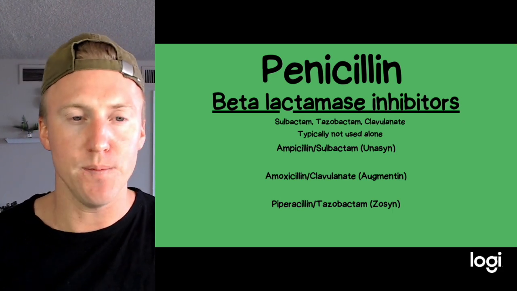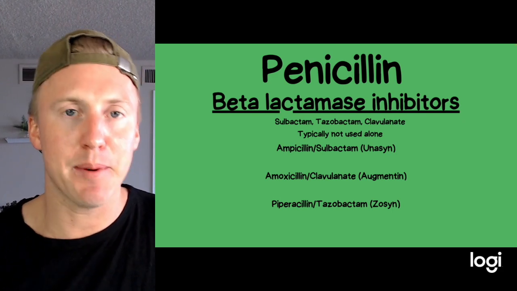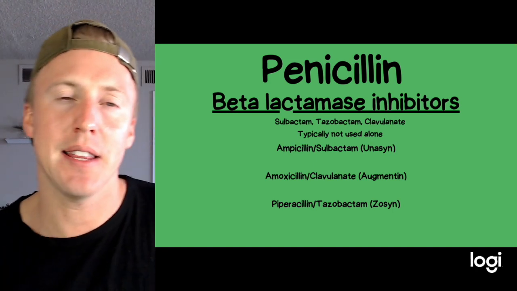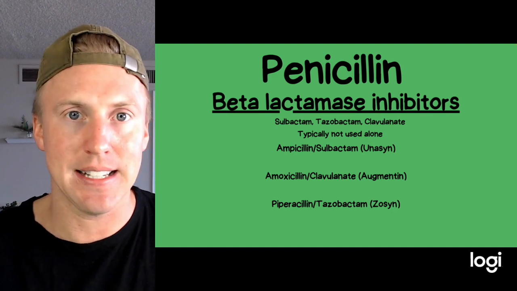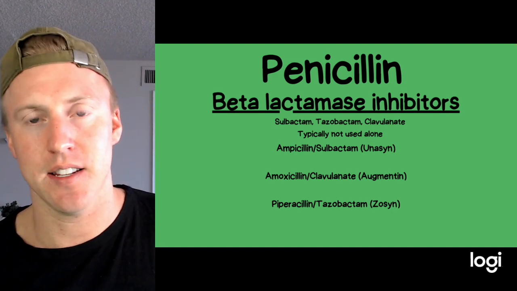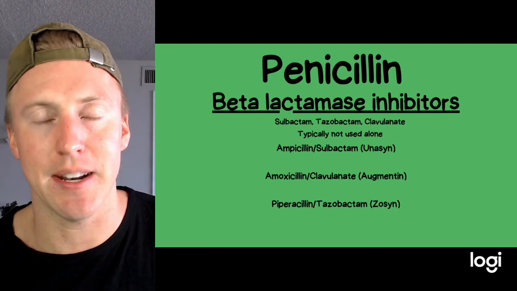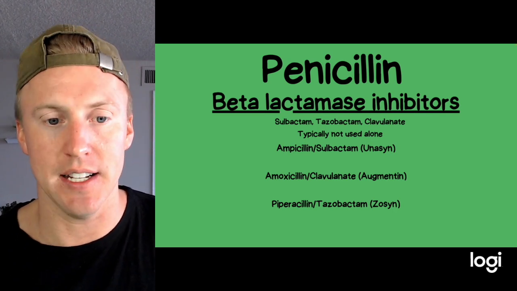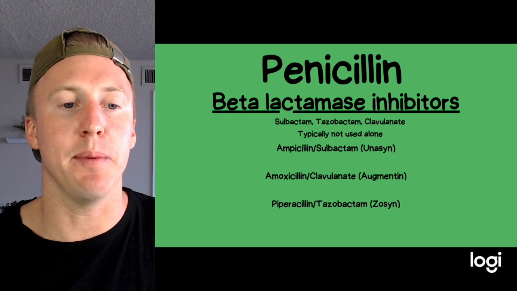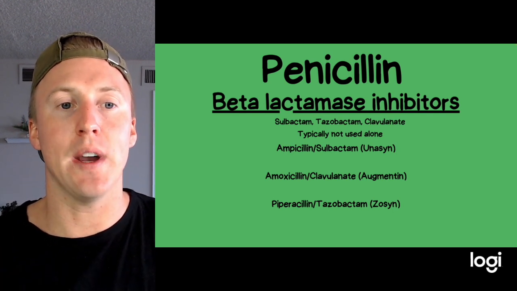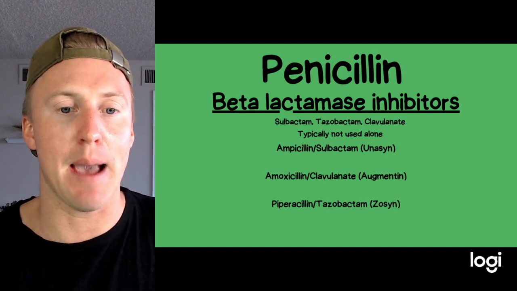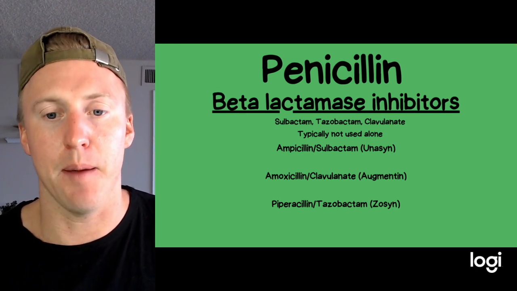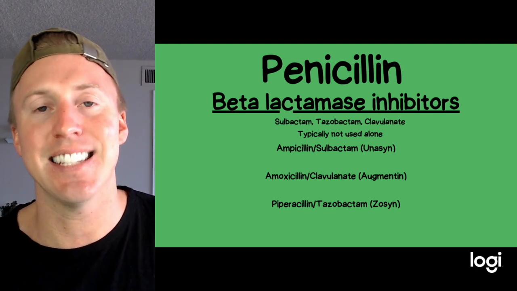Now, in general, these inhibitors are not usually used on their own, because really the best thing they do is inhibit the beta-lactamase. So we see a lot of these combinations out where we work: Unasyn, Augmentin, and Zosyn. These are all going to be penicillins with these beta-lactamase inhibitors. So ampicillin is going to be Unasyn. Amoxicillin becomes Augmentin. Piperacillin is Zosyn.